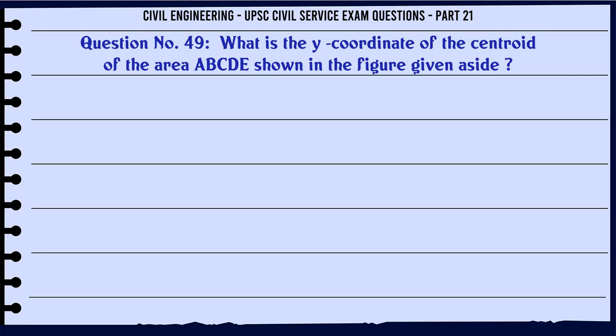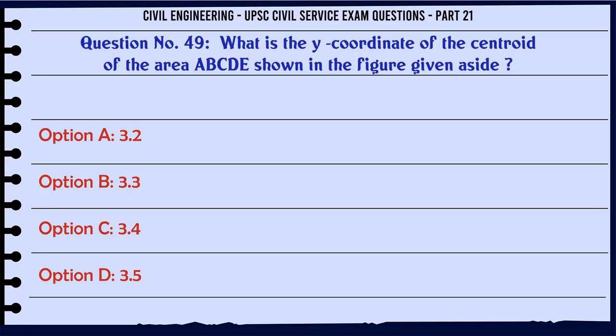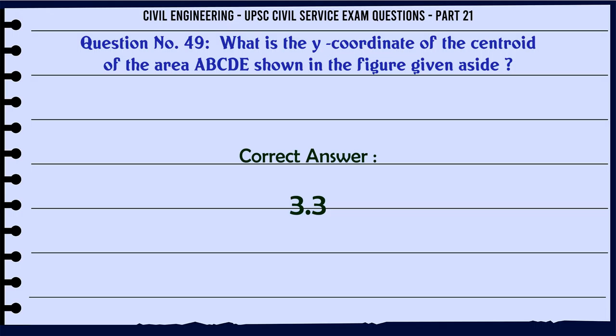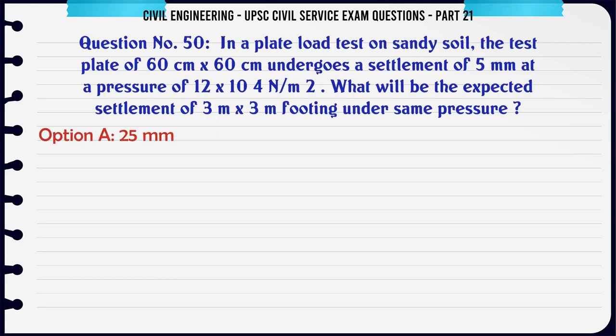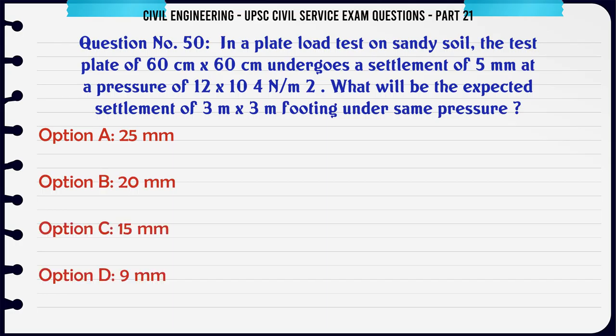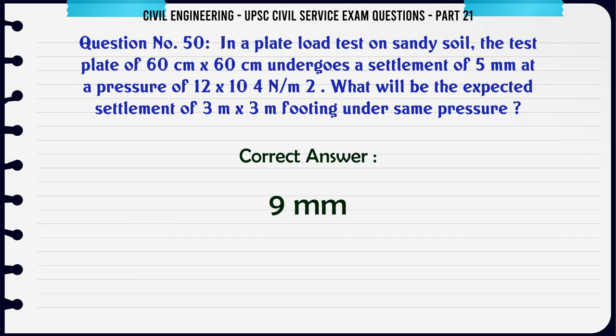What is the y-coordinate of the centroid of the area shown in the figure given aside? A. 3.2, B. 3.3, C. 3.4, D. 3.5. The correct answer is 3.3. In a plate load test on sandy soil, the test plate of 60 cm x 60 cm undergoes a settlement of 5 mm at a pressure of 12 × 10⁴ N/m². What will be the expected settlement of a 3 m × 3 m footing under the same pressure? A. 25 mm, B. 20 mm, C. 15 mm, D. 9 mm. The correct answer is 9 mm.